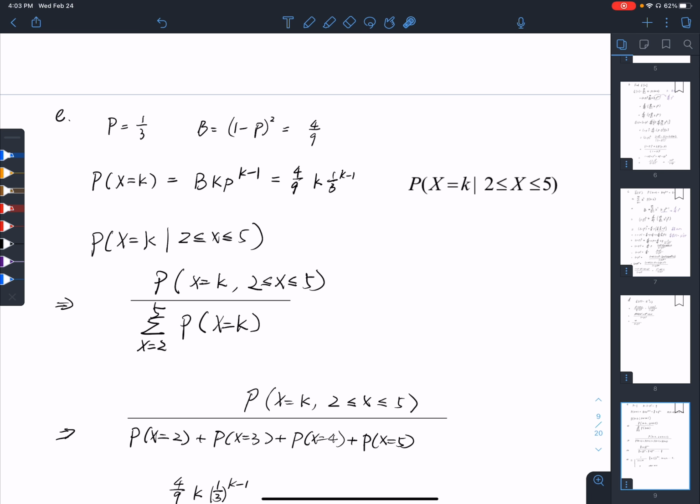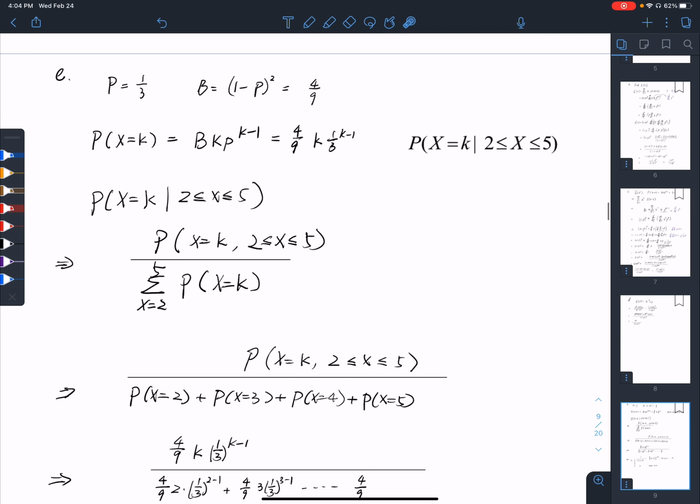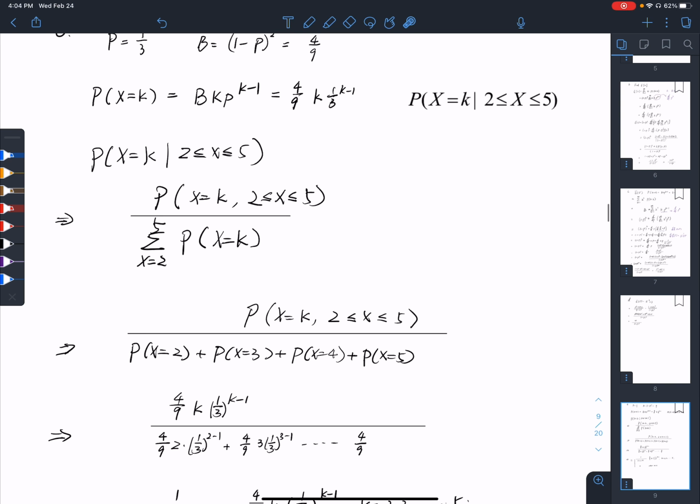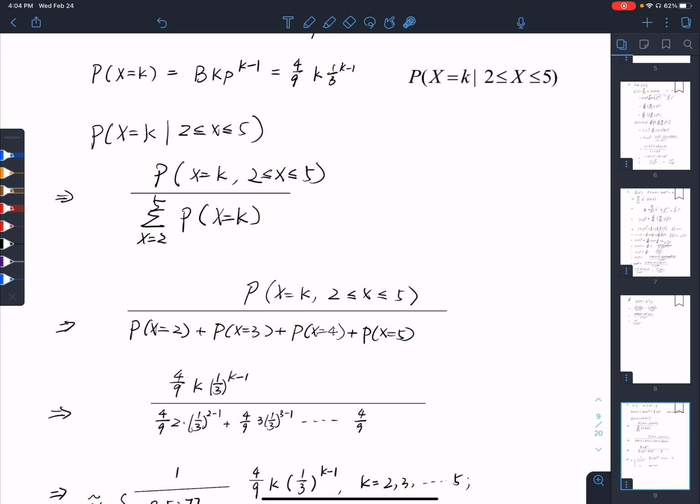And we are trying to calculate the probability of x equal to k, given x is greater or equal to 2 and less or equal to 5. So basically, we know it's a conditional probability. According to this conditional probability, it's equal to the probability of x equal to k with x greater or equal to 2, less or equal to 5, over the sum of the probability x equal to k, x belongs to 2 to 5.